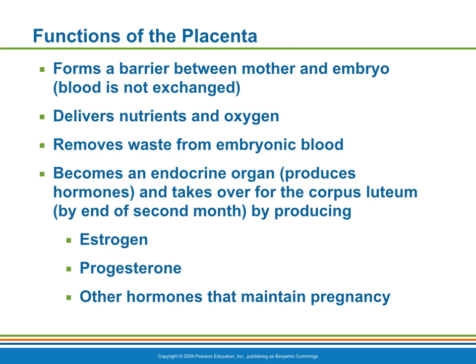Once those hormones are not being produced, then of course the egg has not been fertilized, and so you're not going to produce a baby. But if a baby is there, the corpus luteum cannot continue to provide the hormones, so the placenta takes over. And by the 2nd month, it starts producing estrogen and progesterone and other hormones that maintain that pregnancy.